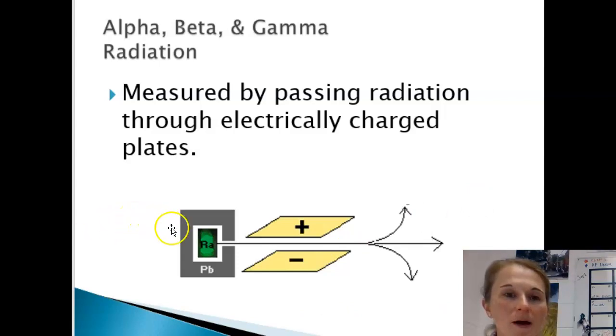Radioactivity is measured by passing radiation through electrically charged plates. Here we see a sample of radioactive material placed inside a lead casing, because radioactivity cannot go through lead. And we have a positively charged plate and a negatively charged plate. As this radiation was passed through, it went in three different directions.